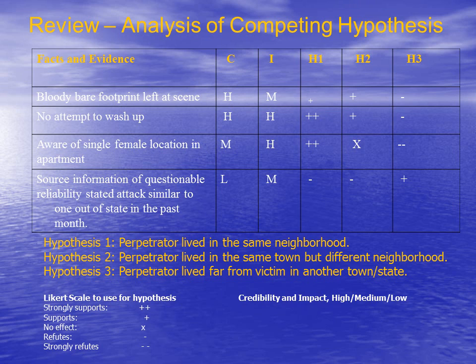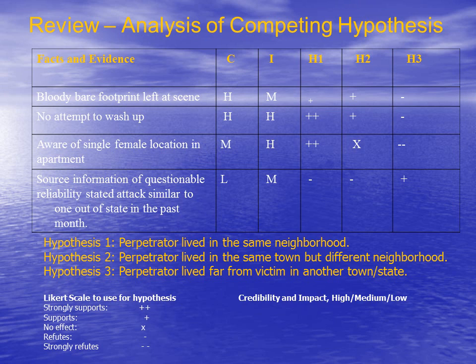Now, don't forget, that was the hypothesis 1 column. Let me go to the left here for a minute and look at our credibility. For bloody barefoot print, that's high. The credibility is high because the police found it, the investigator. No attempt to wash up, that's a high credibility because the investigators, when they did the search of the house, found no attempts, no blood in the sink or anything. Aware of a single female location in the apartment. Based on the credibility of that information, it was assigned a medium. And low for the source of information, questionable reliability stated attacks similar to one out of state in the past. So that's low because that's somebody they can't validate that information is good.